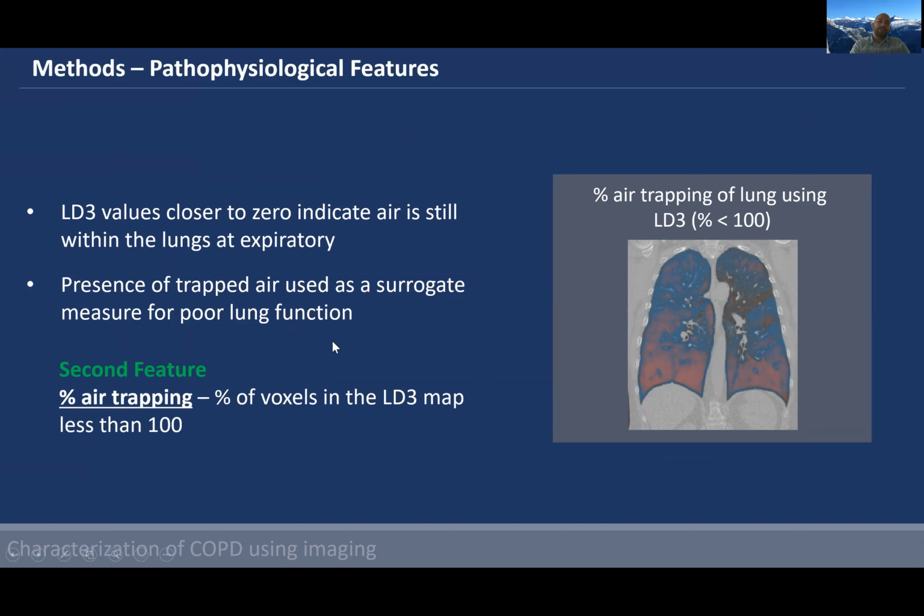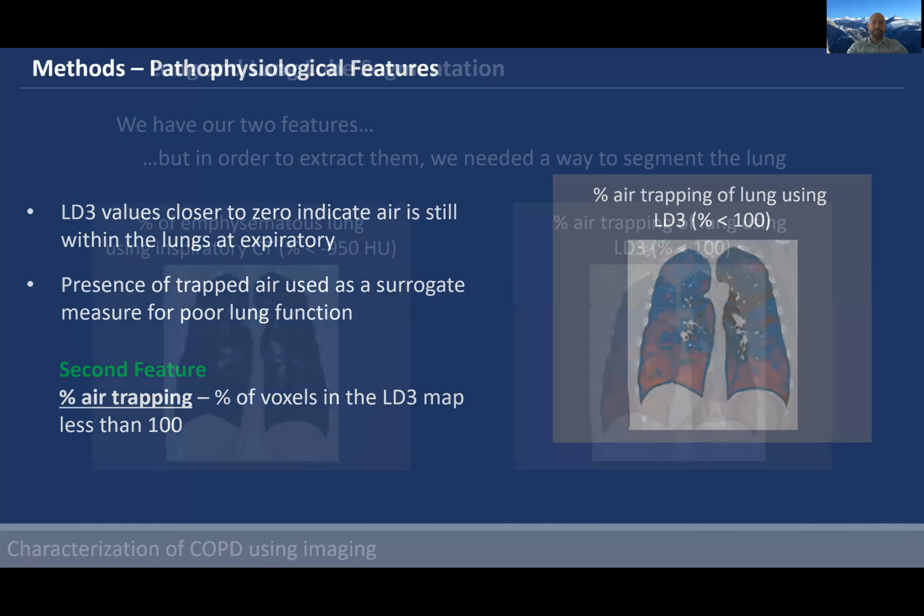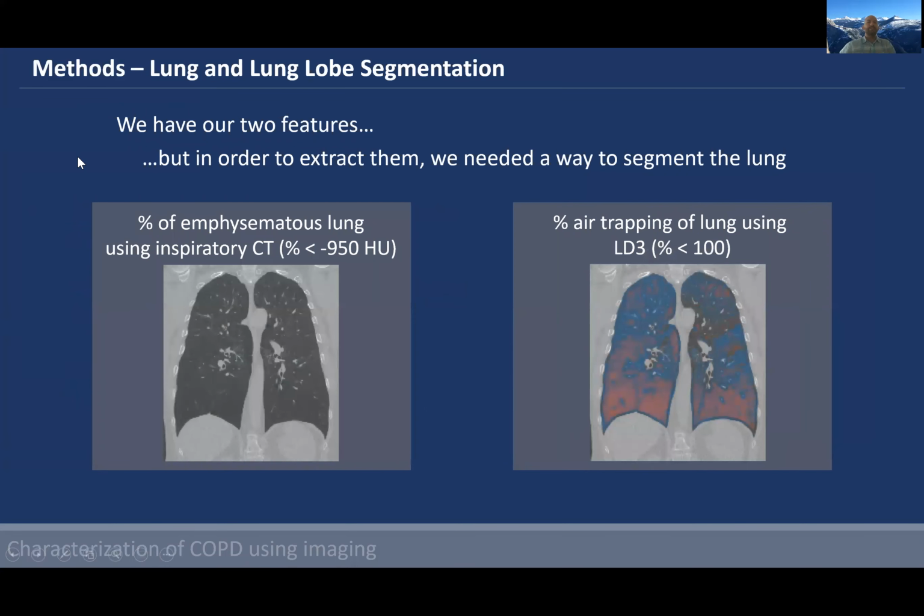So the last, or second, feature we extract is the percentage of voxels in this map below 100 Hounsfield units, of a difference of 100 Hounsfield units. And we determine the 100 empirically in a separate study. So we have our two features. But we have no way of extracting them at this point because they're within the lungs.